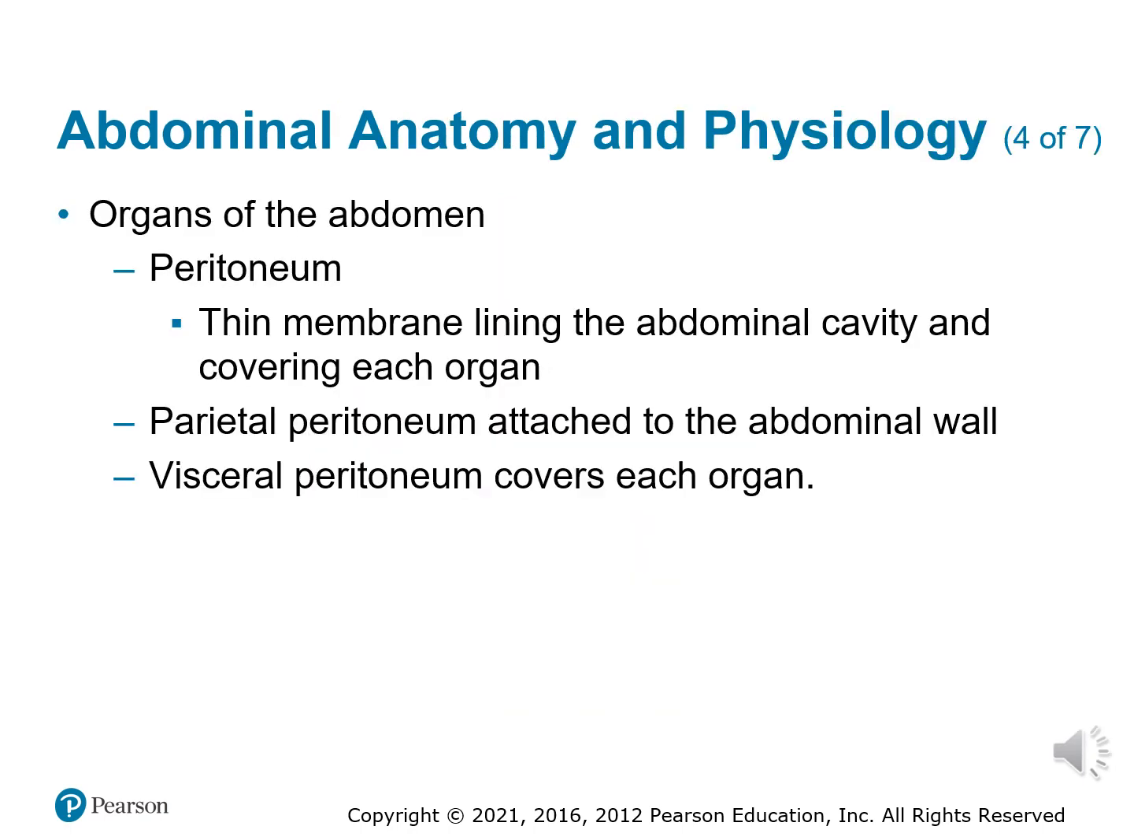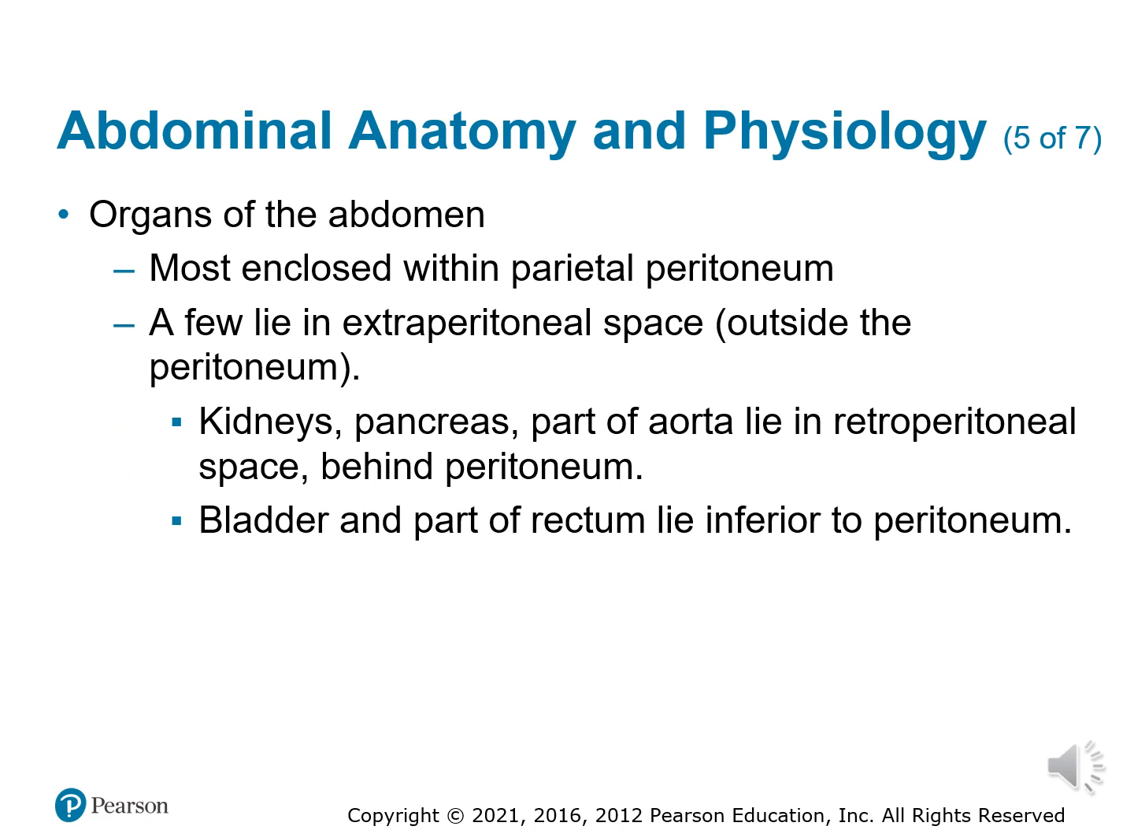Organs of the abdomen start out with the peritoneum. It's the thin membrane lining of the abdominal cavity and covering each organ. Then you have the parietal peritoneum, which is attached to the abdominal wall. And then you have your visceral peritoneum, which covers each organ. So most are enclosed within the peritoneum, while a few lie in the extraperitoneal space, which is outside of that peritoneum: the kidneys, the pancreas, and part of the aorta, which lie in the retroperitoneal space behind the peritoneum. And then your bladder and part of the rectum lie inferior to that peritoneum.